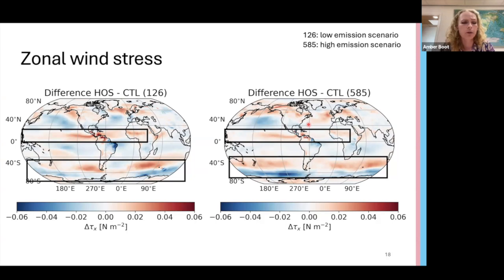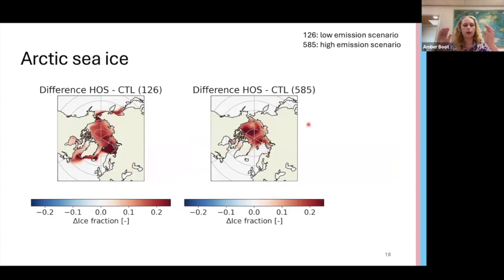And then the temperature effect also influenced the Arctic sea ice extent, Arctic sea ice fraction. So this is sea ice fraction. And here on the left is the low emission scenario. And you see that in the hosing simulation, we've got much more sea ice here in the Barents Sea and around Iceland and around the tip of Greenland. And in the high emission scenario, we see mostly increases in this region and also around the Canadian archipelago.